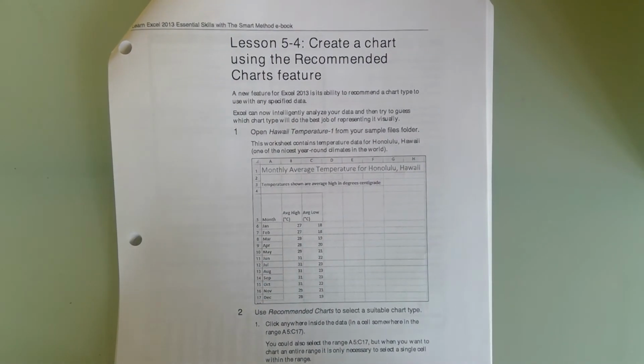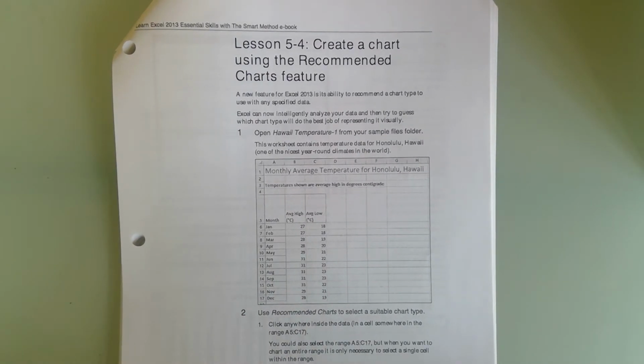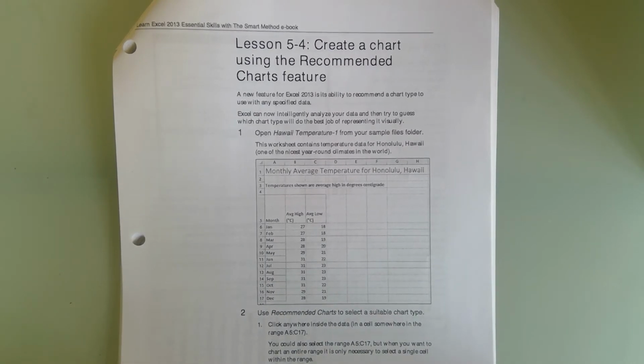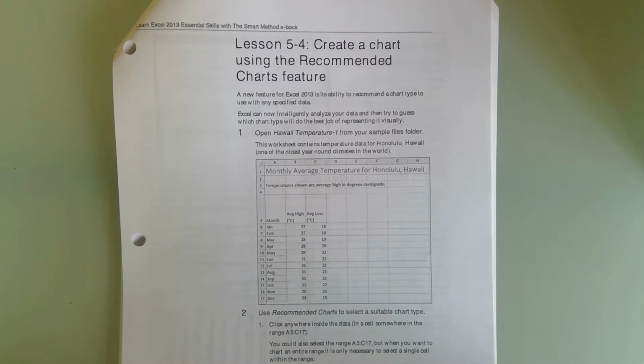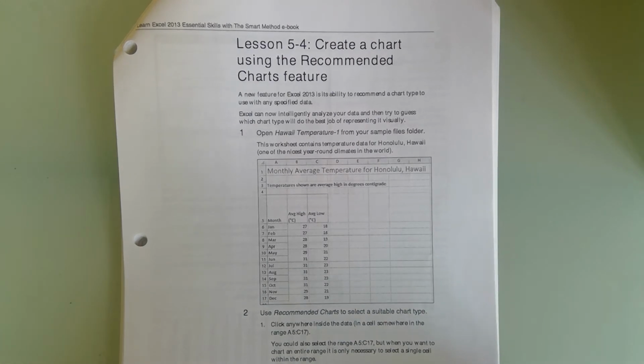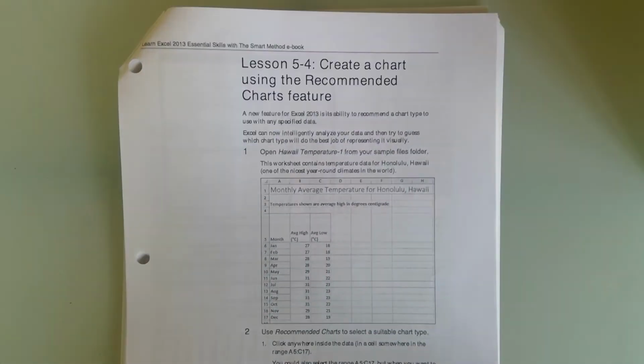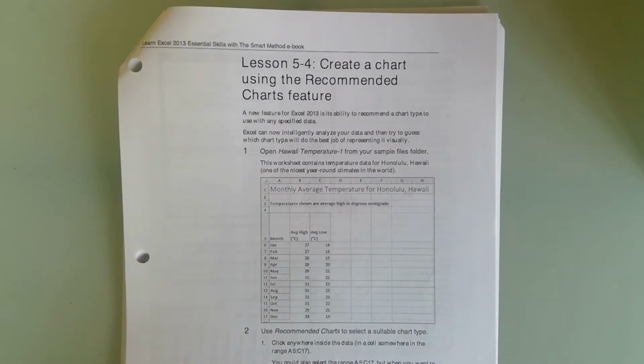Lesson 5.4 is going to show you the great intuitive ability of Excel. What I mean by that is Excel is able to recognize what type of data you're using, and it will automatically recommend a chart type to use. So it will recommend whether you should use a bar chart, a pie chart, or a line chart. If you open Hawaii Temperature 1, you can complete lesson 5.4.